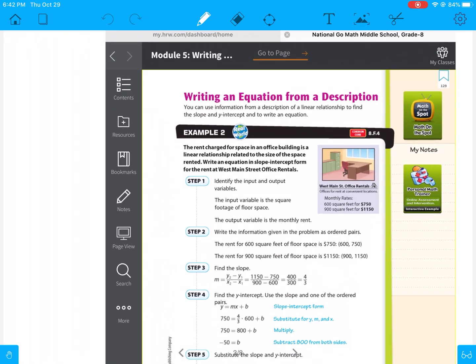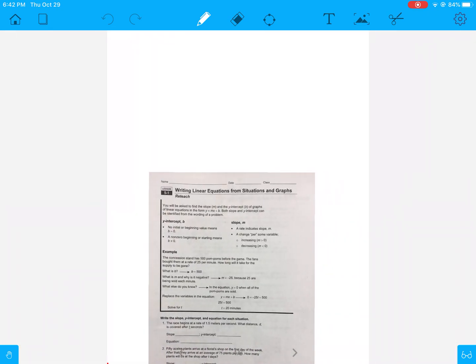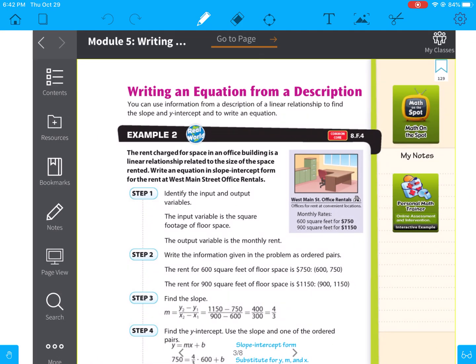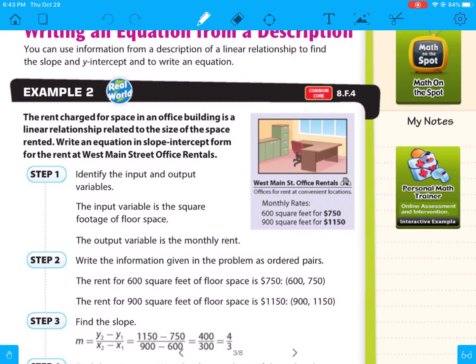Okay, so now we have to write an equation from a description. This one ends up being a little bit more difficult because you actually have to look at some of the information. It says the rent charged for space in an office building is a linear relationship related to the size of the space rented. Write an equation in slope-intercept form for the rent at West Main Street office rentals. Identify the input and output variables. If you look here at this space, your input is the amount of square feet. And your output is going to be the monthly rent, which is in bold.